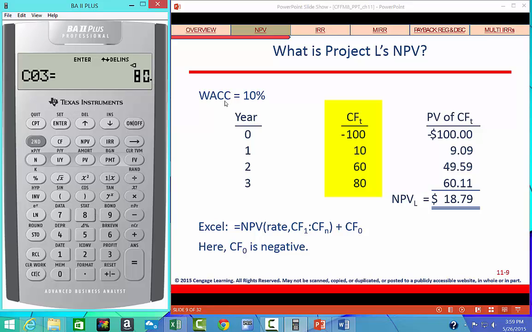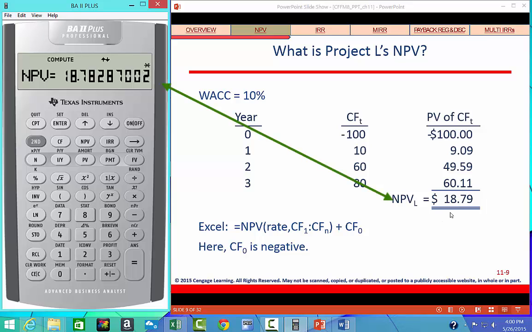And they give me the weighted average cost of capital is 10%. So when I go to NPV, I enter 10% as my weighted average cost of capital, hit the down arrow and hit compute. And I see I get 18.78, and they rounded it to 18.79. So this is a positive net present value, and we would accept this project based on this NPV all by itself.